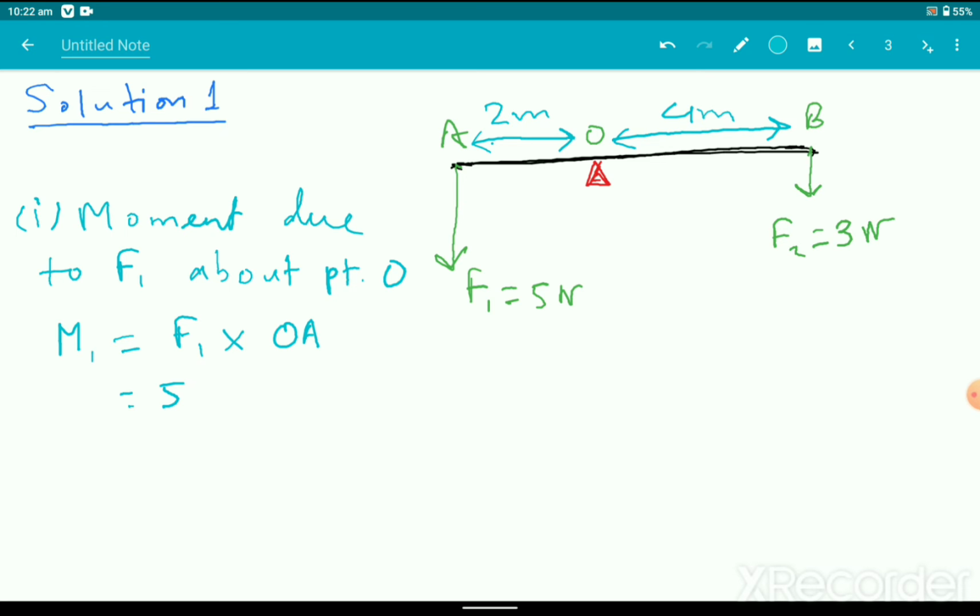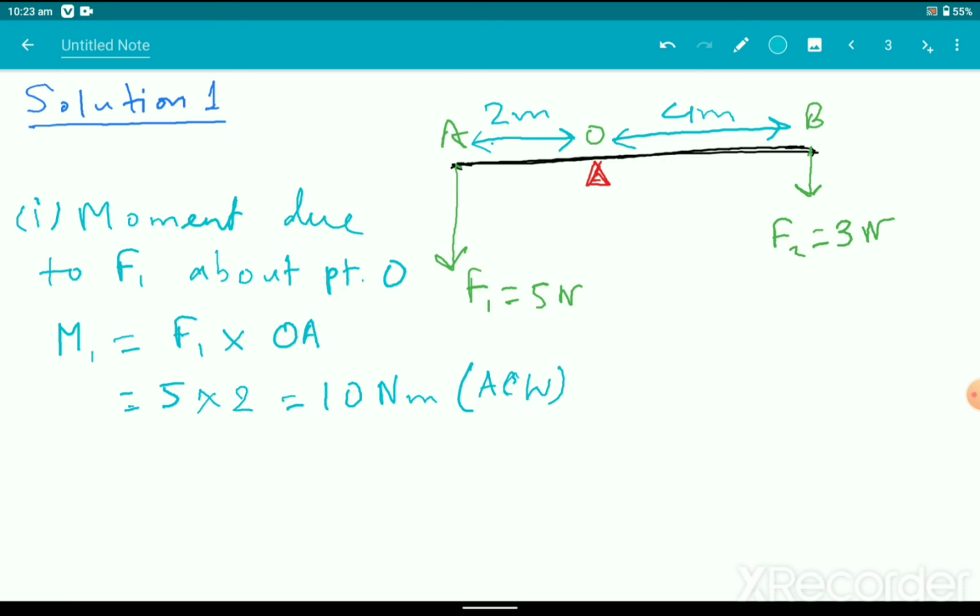Fine. So what will be the moment of force? 5 into perpendicular distance 2, hence it is 10 Newton meter. Now this 10 Newton meter moment causes the horizontal bar to rotate in the anti-clockwise direction. Hence this moment can be referred to as the anti-clockwise moment. So what will be the notation? ACW denotes anti-clockwise.